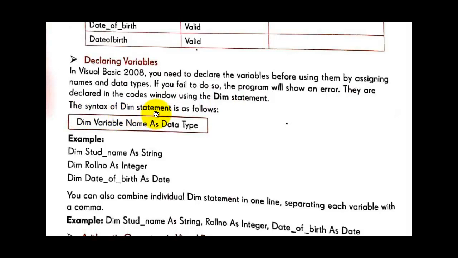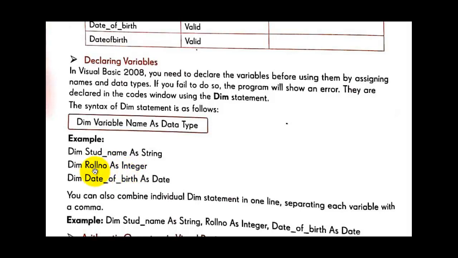The syntax of the Dim statement is as follows. Dim variable name as data type. You have to write the data type. For example, Dim stud name, that is student's name, as String. Student name will be given in text, so it is written as string. Now Dim roll number as Integer, because for roll number we don't write text, we write a number, numerical.